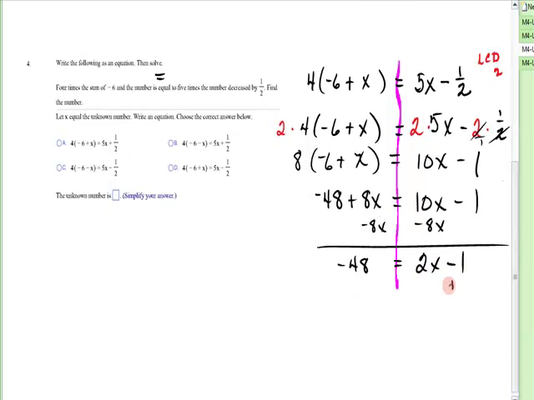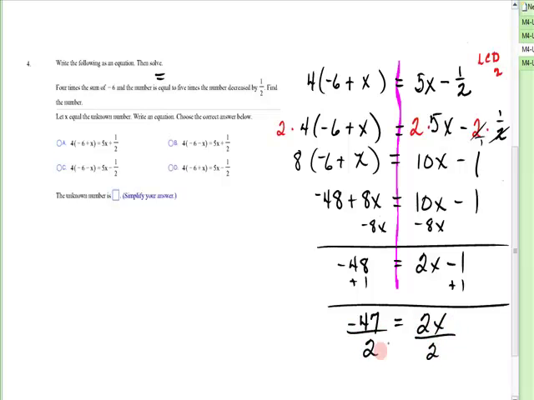Got to get the variable by itself, so add 1. That's going to give me negative 47 is equal to 2x. Divide by 2, divide by 2, and it just says to simplify your answer. 2 doesn't go into negative 47 evenly, so I'm going to put negative 47 over 2 as my answer. Okay? It didn't ask for a mixed number, it didn't ask for a decimal, so I'm going to leave it like that. Remember that you will have had to use the fraction tool to put that answer in.